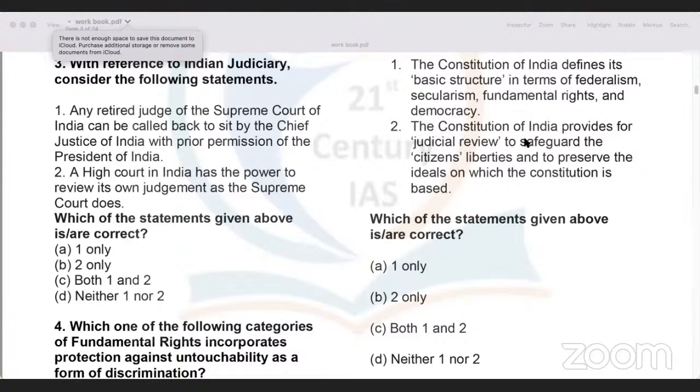The second statement: the Constitution of India provides judicial review under Article 13. Under Article 13 and 32 together, judicial review is provided to safeguard the citizens' liberties and to preserve the ideas on which the Constitution is based. The implication of these two articles together is that the judiciary protects the liberty of the people, that is, the rights of the people.